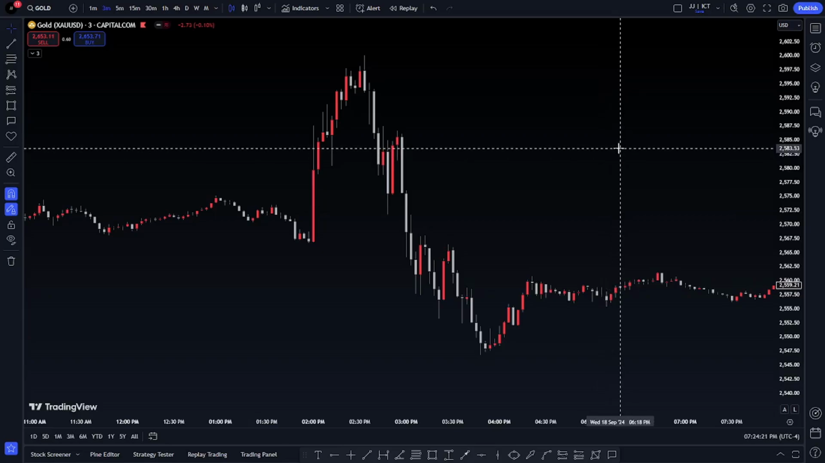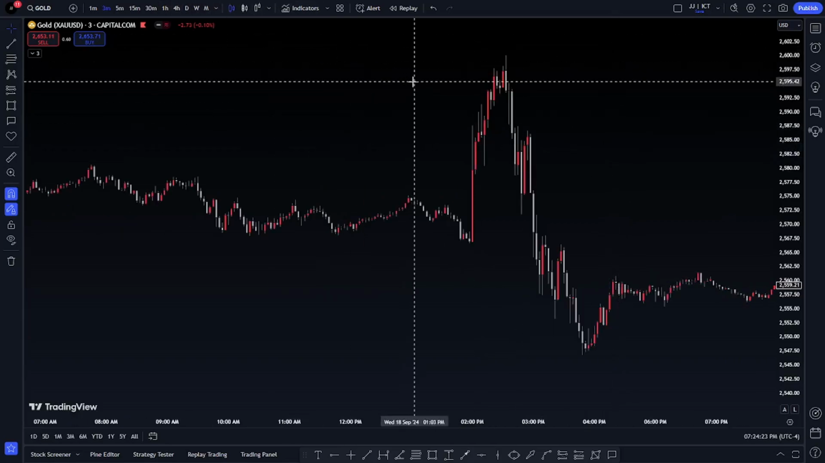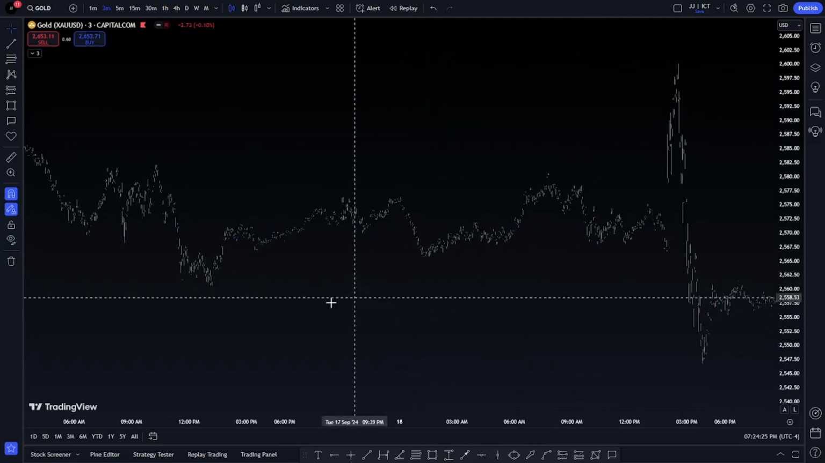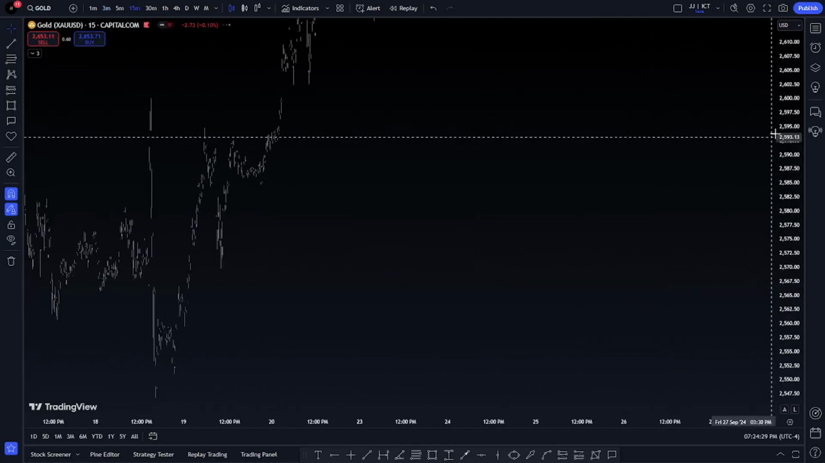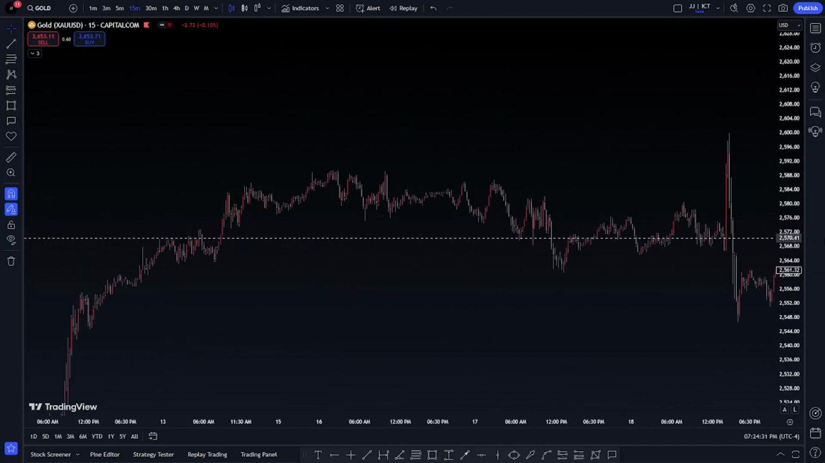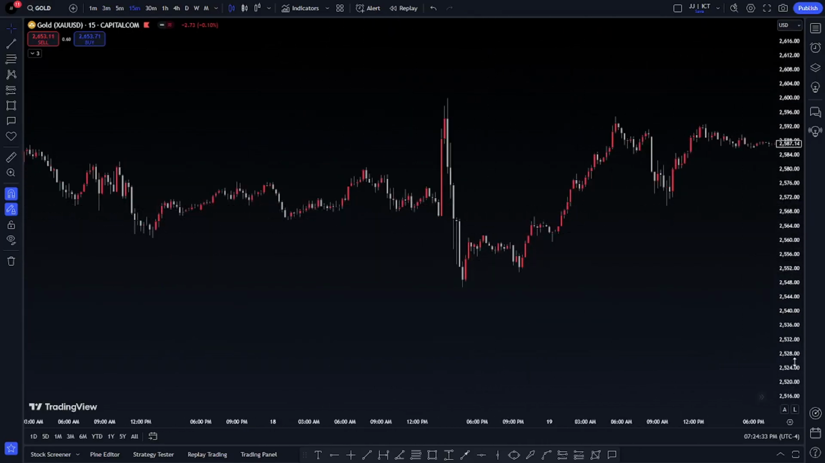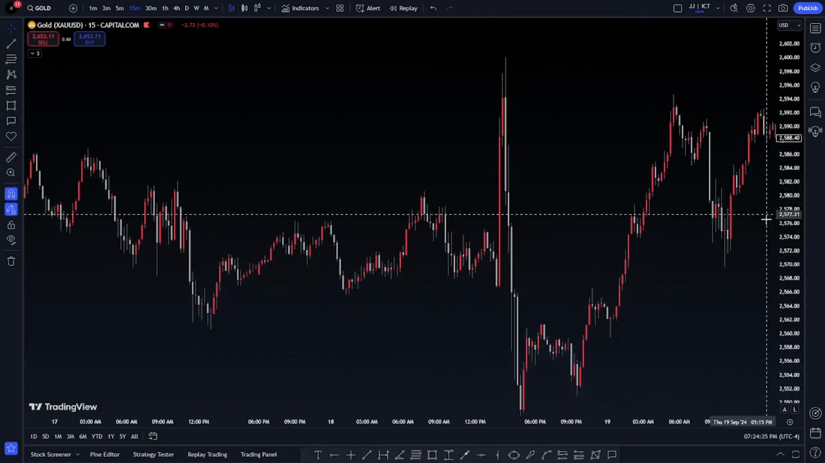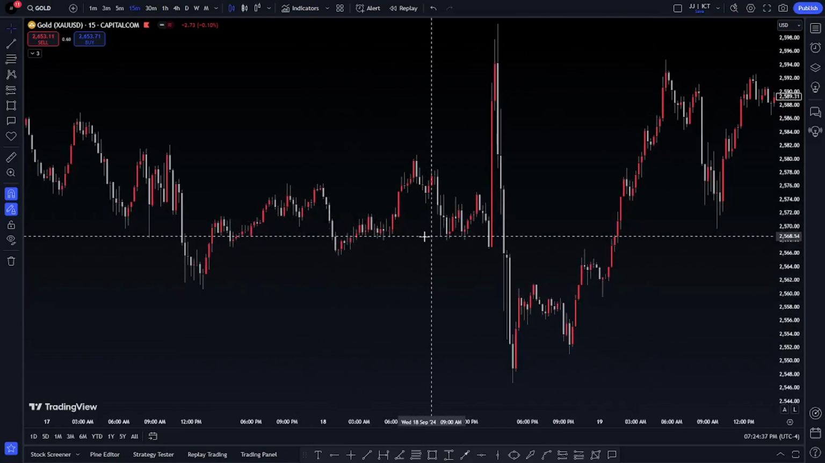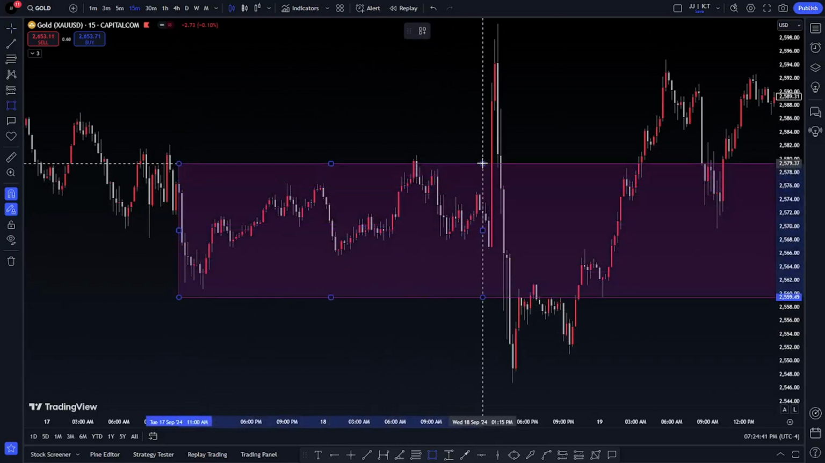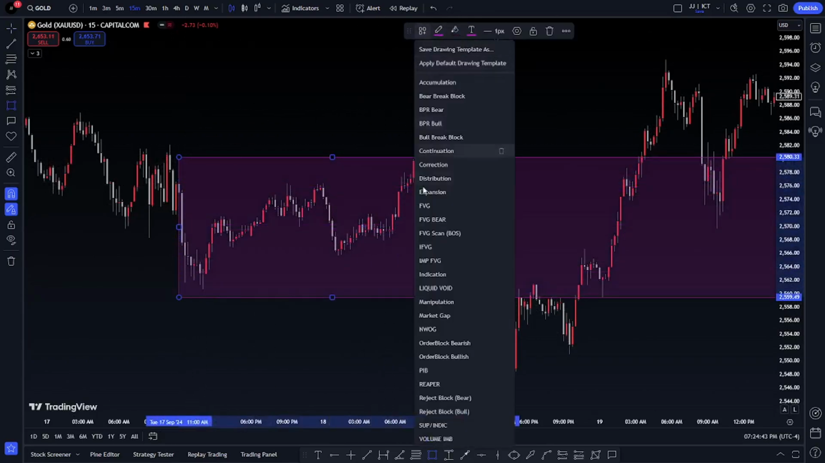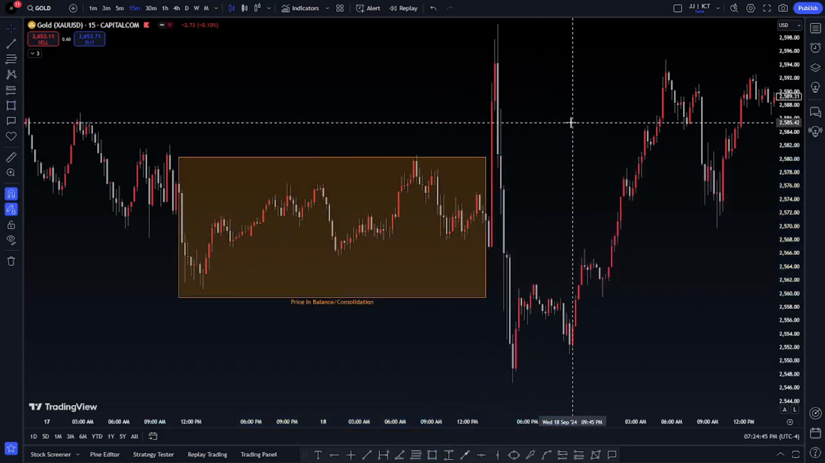Now, okay, let's look at this. See all this accumulation here? Let's jump on a 15-minute just to make this look a little easier on your eyes, so you don't have to be looking at stupid candles. Looking here, this is a market maker buy model. We have the original consolidation right here. Bang.